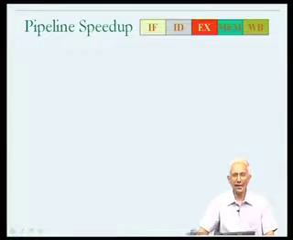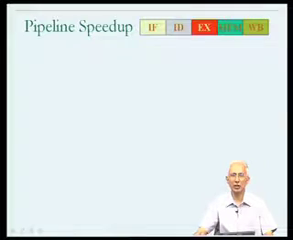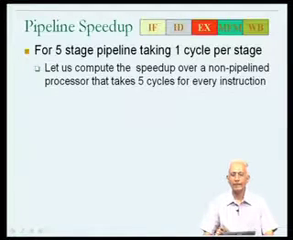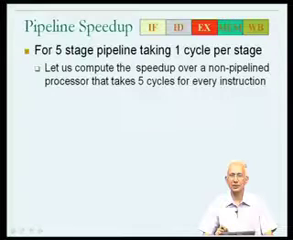Okay, now let's try to calculate the potential pipeline speedup for our five-stage pipeline, or a pipeline of depth 5. The way we'll do this is, we'll start by restating our assumption. I'm going to assume that each stage of the pipeline takes one cycle, and I'm going to compute the speedup over a non-pipeline processor that takes 5 cycles for every instruction.